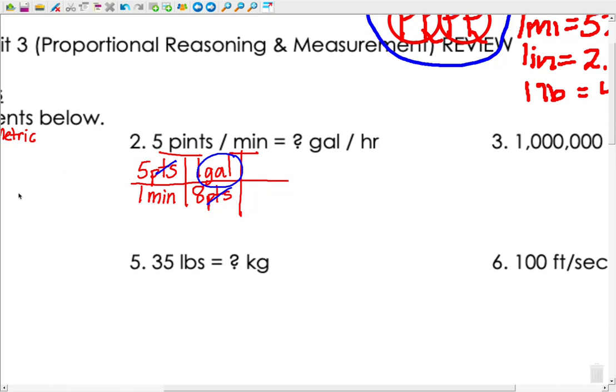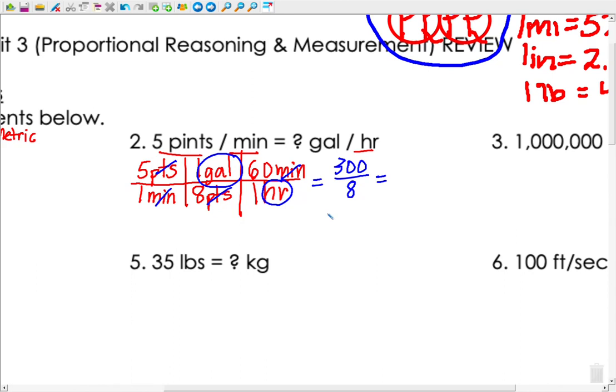But now I need to also move from minutes to hours. And there are 60 minutes in 1 hour. So the 60 minutes will have to go at the top, minutes over minutes, okay? And the 1 hour will go underneath it. Doing this allows me to cancel out my minutes, and what I want left is gallons per hour to be exact. So I just need to multiply across the top. 5 times 1 times 60 gives me 300. And then 1 times 8 times 1 just gives me 8.